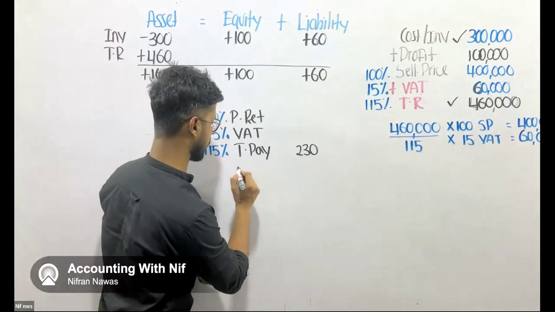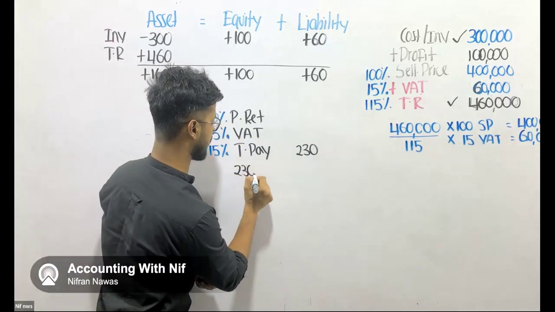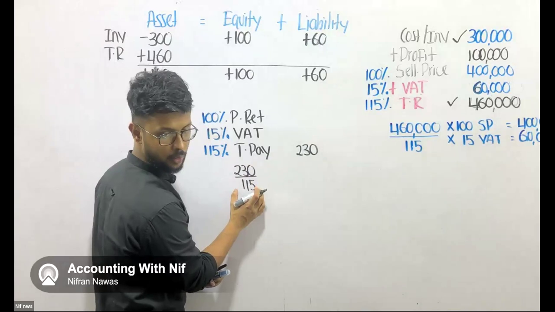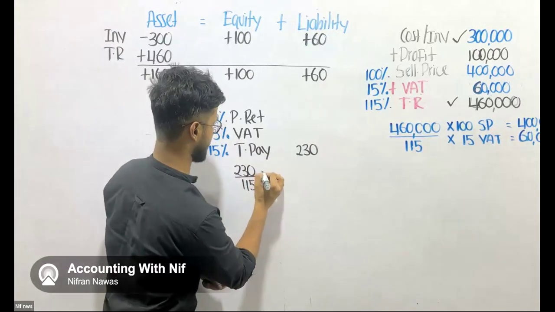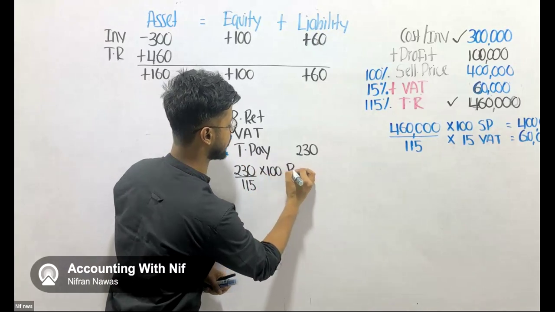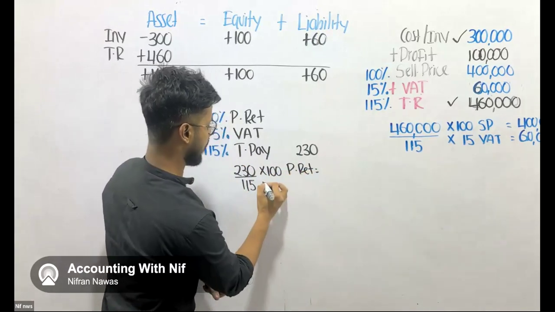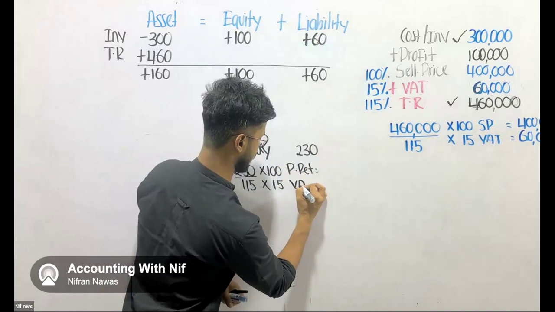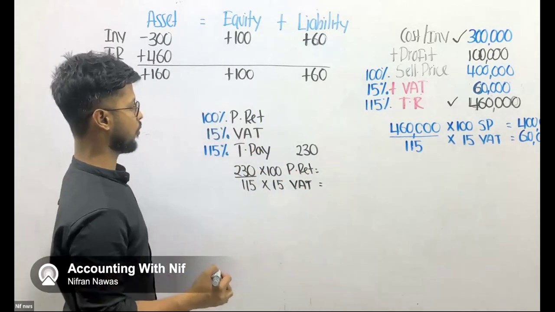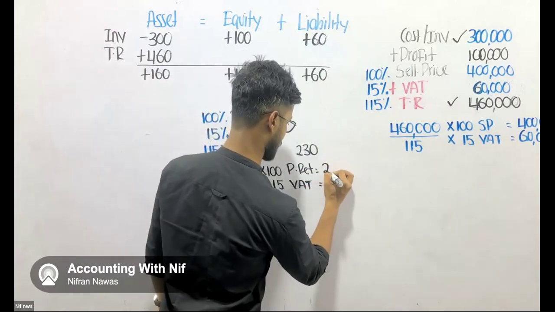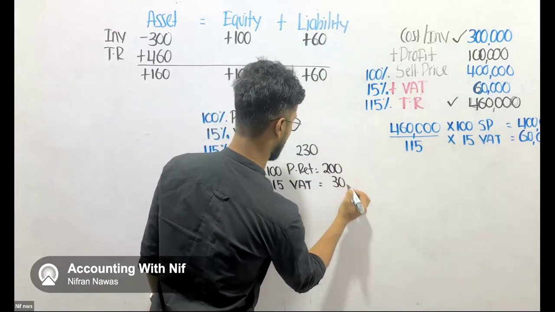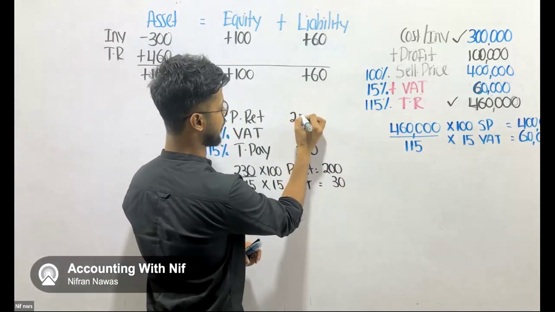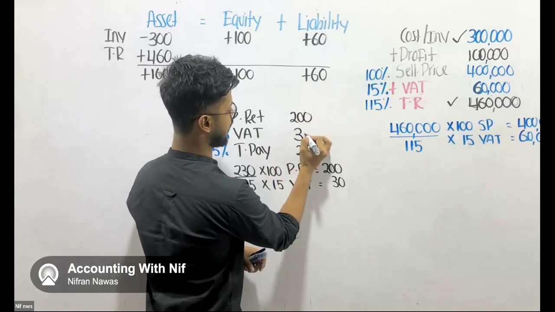So now you need to just work with math. We have 230. 230 is for 115%. Once you divide 230 by 115, you will get 1%. Multiply it by 100 if you want to get the purchase return figure. Multiply by 15 if you would like to get the VAT figure. So our purchase return is 200 and our VAT figure is going to be 30.